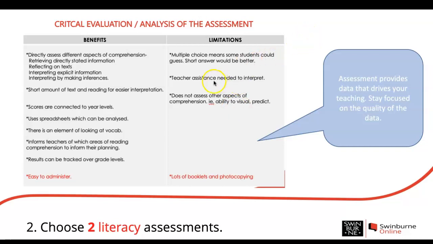You're going to need some teacher assistance to interpret the data. So some of the data presented in the spreadsheets can be quite overwhelming. Perhaps, depending on your level of experience, you might not be able to interpret the data as needed.